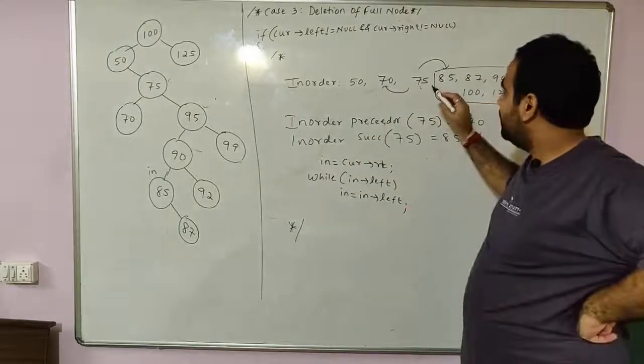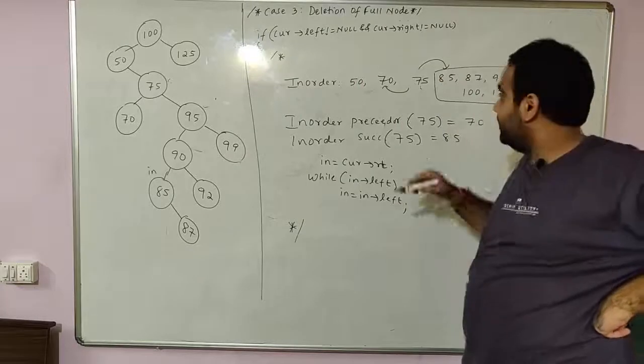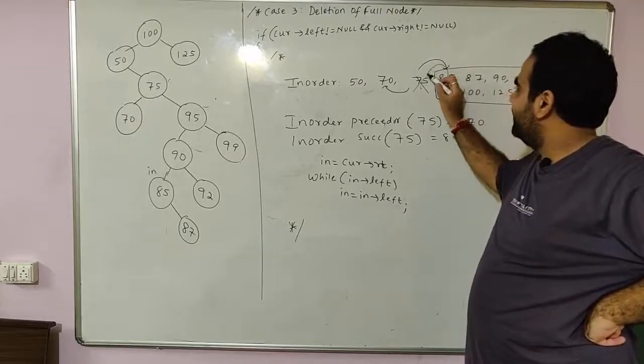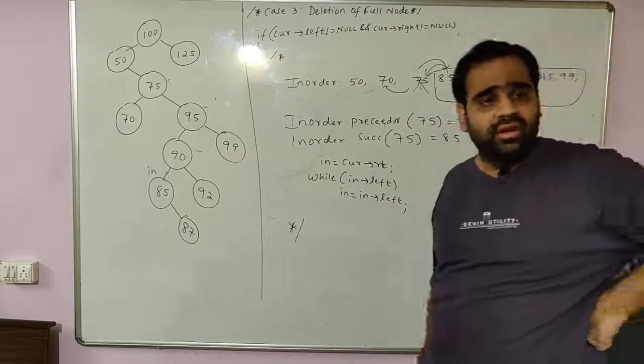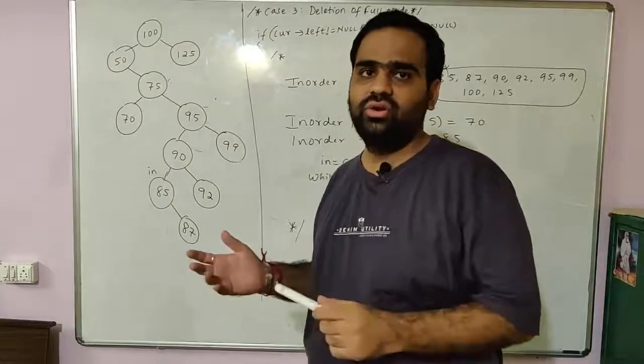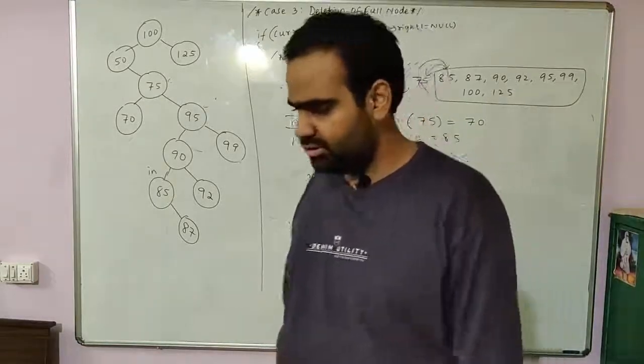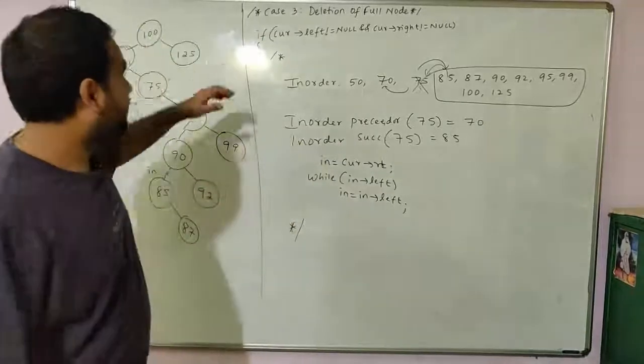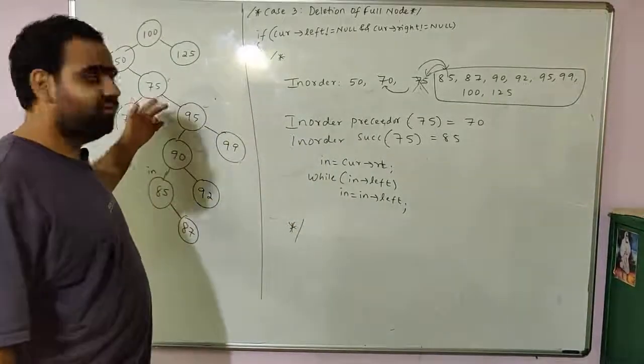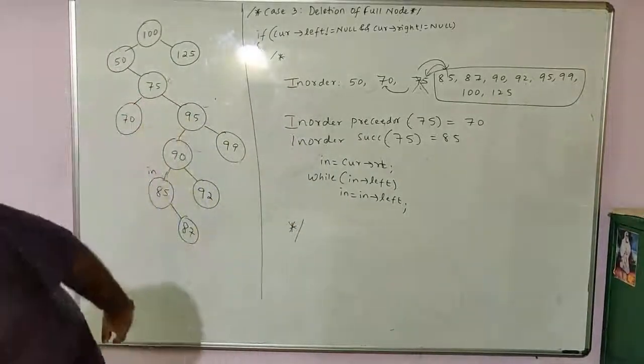Now why do we need the in-order successor or in-order predecessor? Because if I delete 75 and I replace it with 85 over here, the tree will still be a binary search tree. I hope you have got this. Please pause the video and write it. Then we will see how we delete the full node. Okay, please write it down.